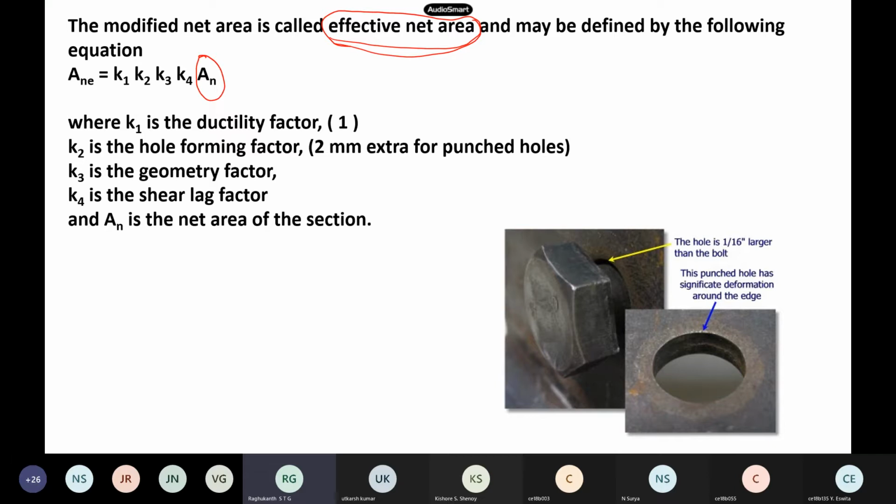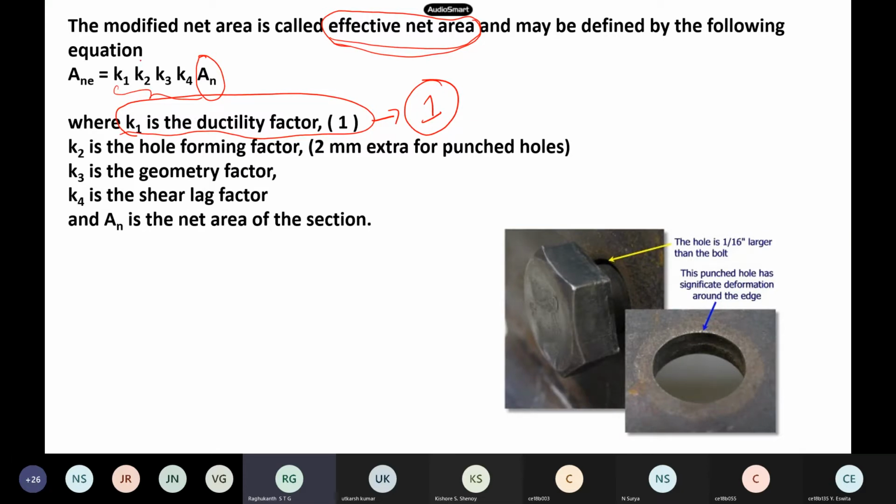They say you have to multiply this by factors they give, k1, k2, k3, and so on. Now k1 is what they call the ductility factor. The ductility factor is straightforward. If the steel has very good ductility, its strength will be more. If the steel you are using has less ductility, like the high carbon steels we discussed, your ductility factor may be less. But in our Indian IS 800, this is taken as 1. They don't consider this in our IS code, since we are using mild steel.